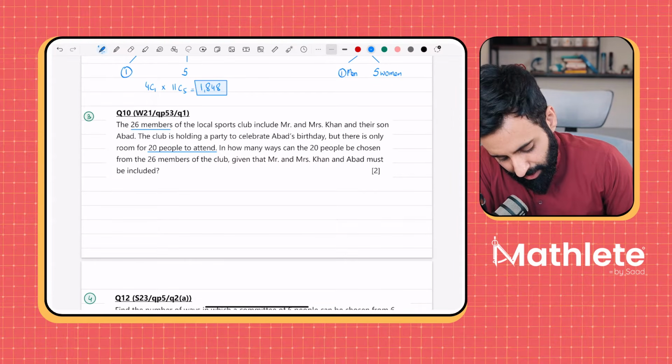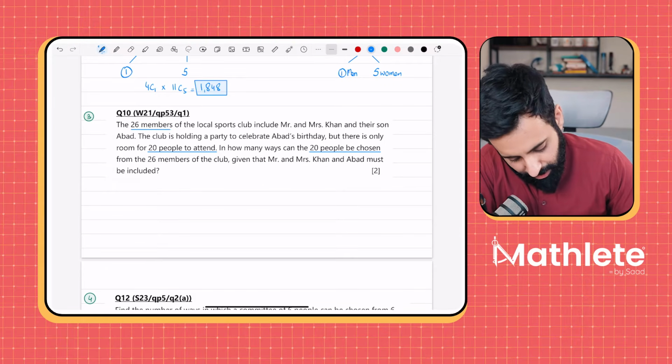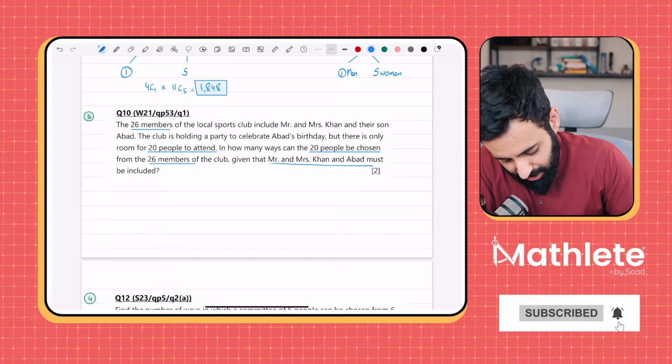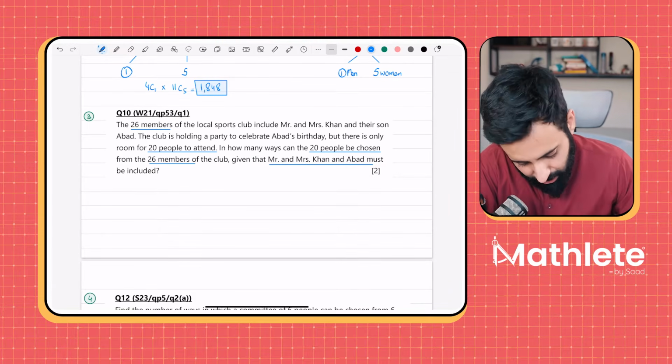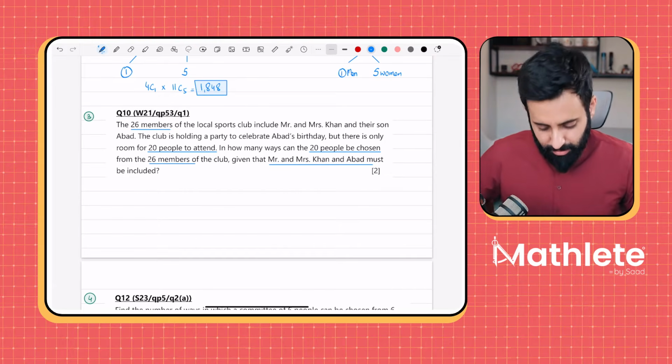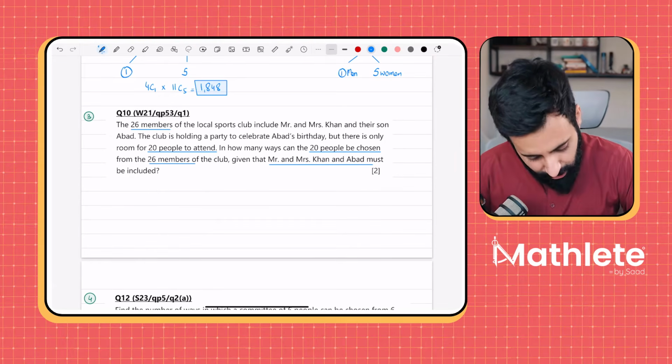Now, in how many ways can the 20 people be chosen from the 26 members of the club, given that Mr. and Mrs. Khan and Abad, her son, obviously, he better be there, it's his birthday, must be included. Okay, now, so let's pause for a minute.